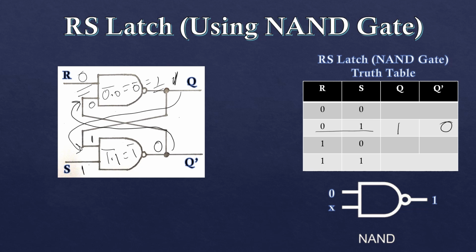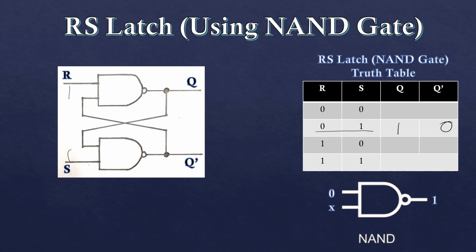Now consider the second case, when R is 1 and S is 0. So S is 0, so directly I can write the output of this NAND gate as 1. Now this 1 will go as input to the first NAND gate. What will happen? 1 into 1 whole bar is equal to 1 bar is equal to 0. So the output Q is equal to 0. Now this 0 will go to this NAND gate: 0 into 0 whole bar is equal to 0 bar is equal to 1. Once again we got the value as 1. This is the same as the previous value, so the latch is balanced. Now I will fill the table: Q is 0 and Q bar is 1.